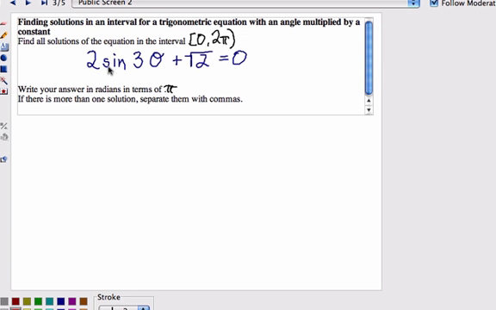Now, when I solve this, the first thing I need to do is get sine of 3 theta by itself. So I'm going to subtract the square root of 2, and then I'm going to divide everything by 2. So you're going to end up with sine of 3 theta equals a negative square root of 2 over 2. Okay, that's from subtracting this and dividing by this.